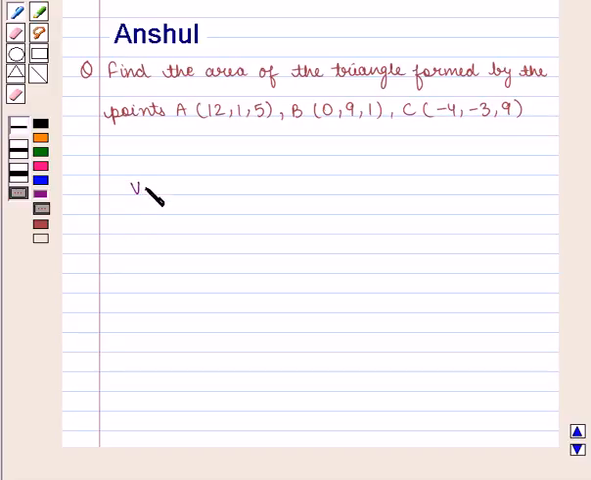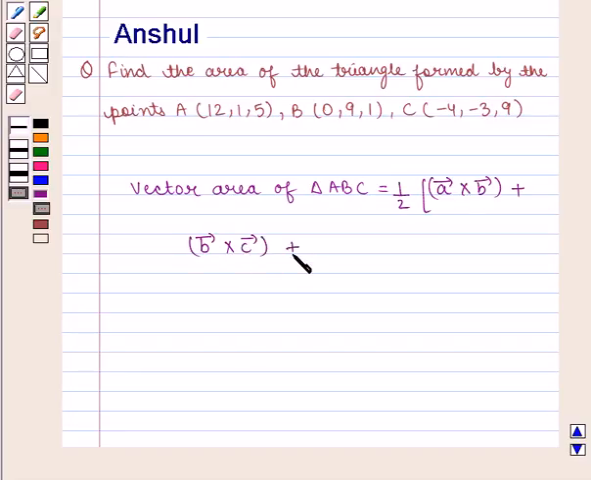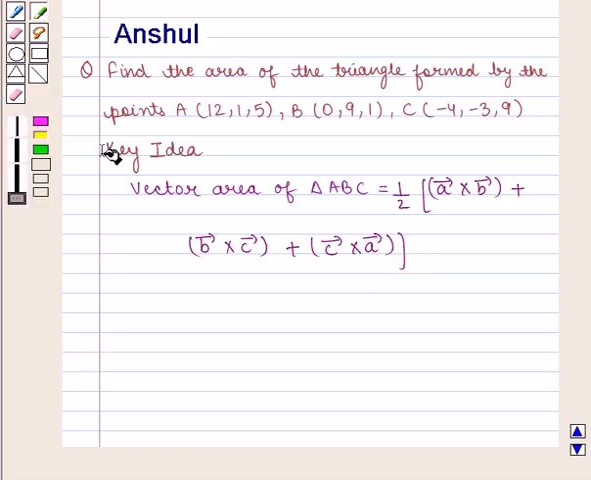Vector area of any triangle, say ABC, is given by 1 by 2 into cross product of vector A and B plus cross product of vector B and C plus cross product of vector C and A. With this key idea, let us proceed with the solution.